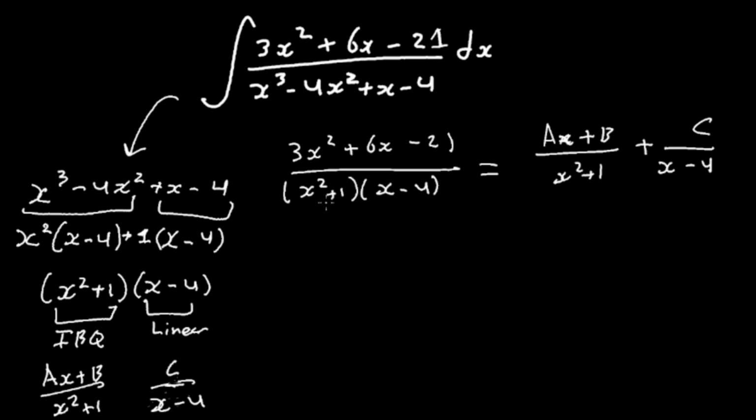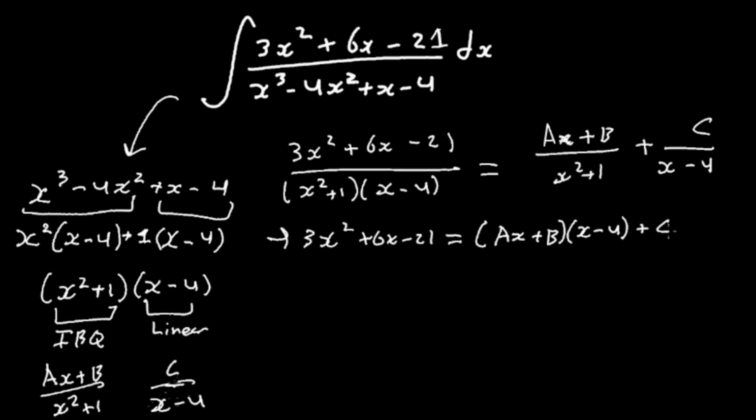So we multiply both sides by this denominator. What will happen is this ax plus b over x squared plus 1 will cancel with the x squared plus 1 and just leave us with ax plus b times x minus 4. And then the c term will cancel with the x minus 4 and just be c times x squared plus 1. So this becomes 3x squared plus 6x minus 21 is equal to ax plus b times x minus 4 plus c times x squared plus 1.